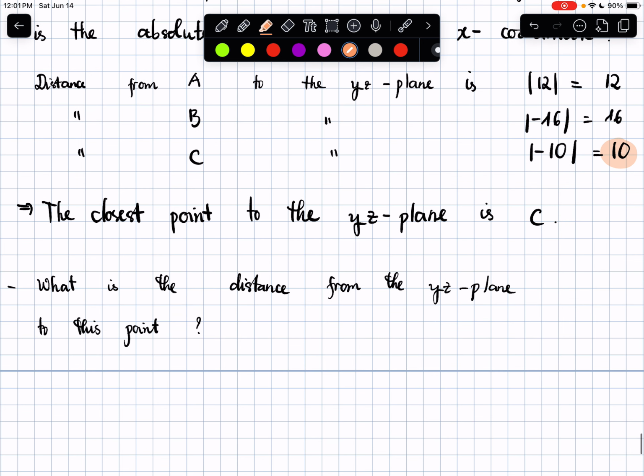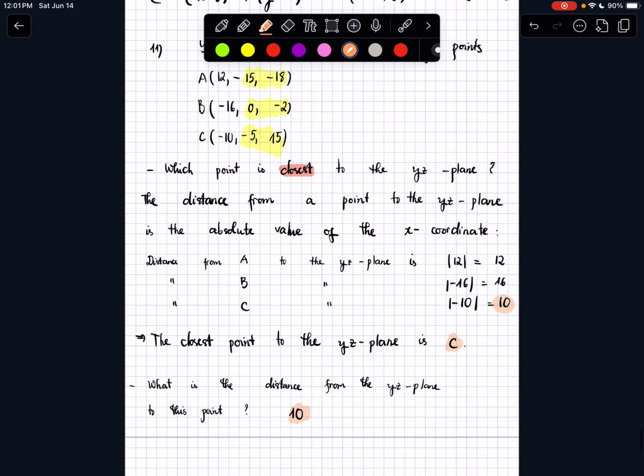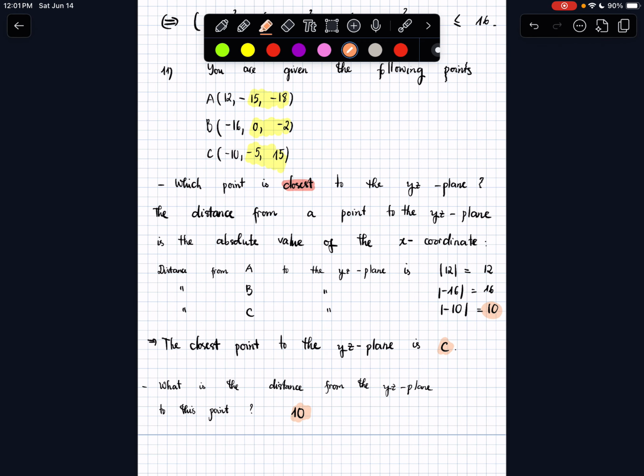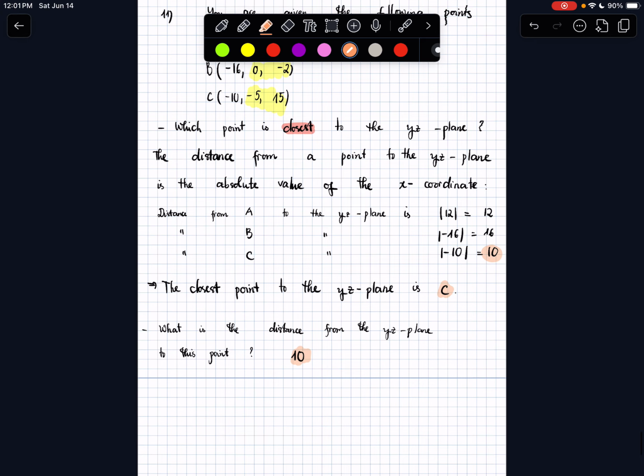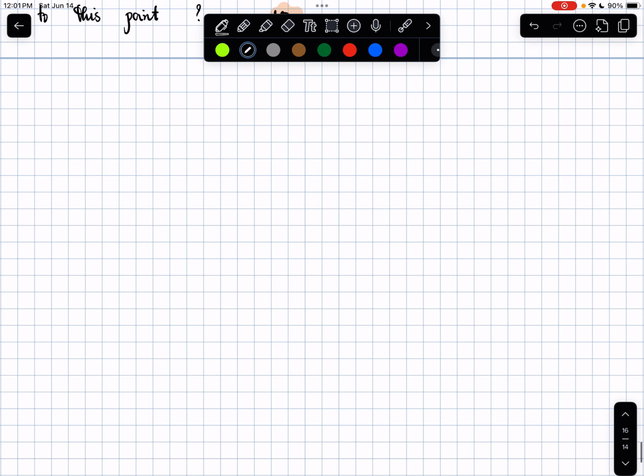And to answer the second question, what is the distance from the YZ plane to this point? The answer is 10. Okay, so this is how we answer this question. Let's do a similar one for this part.